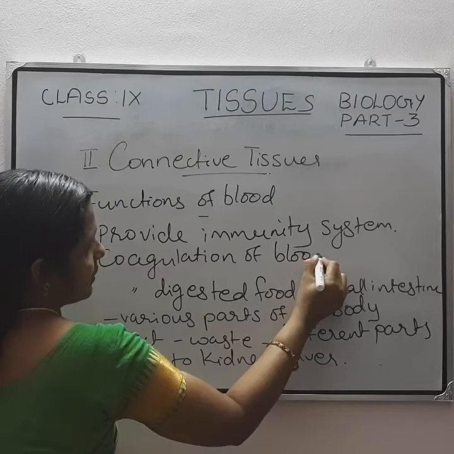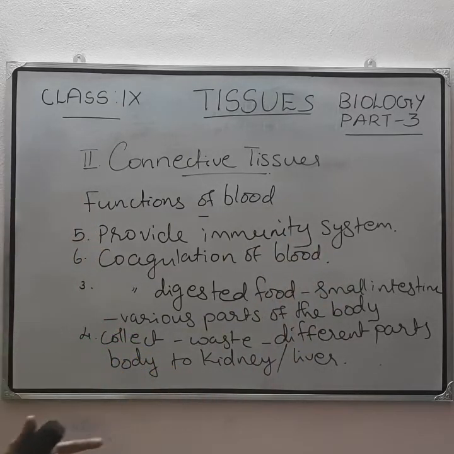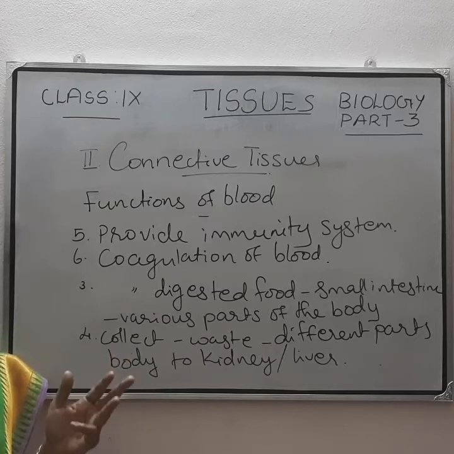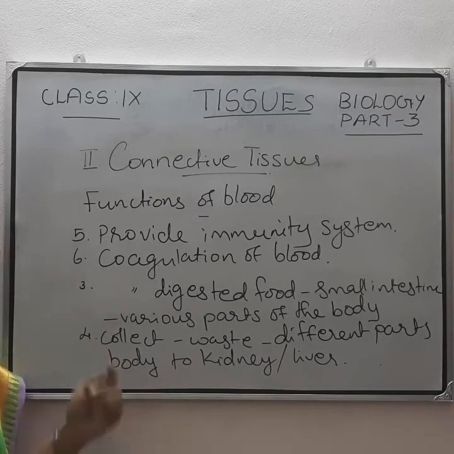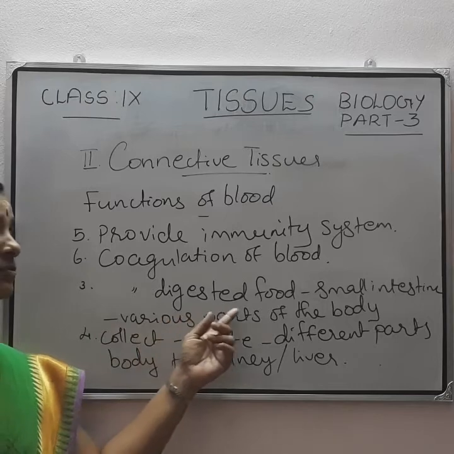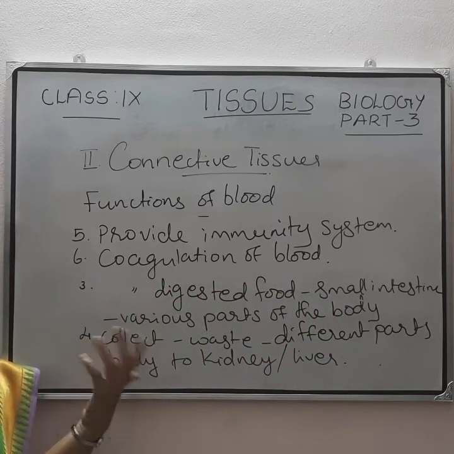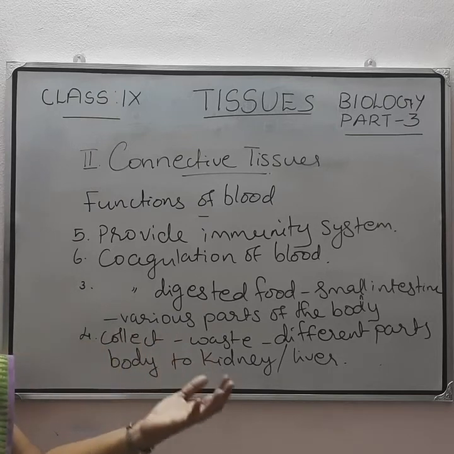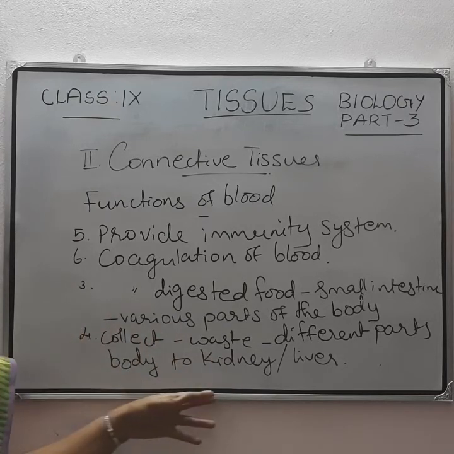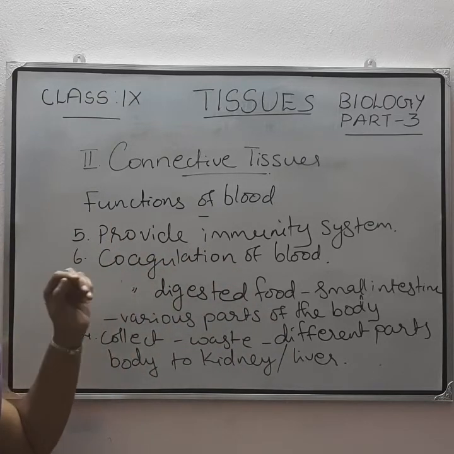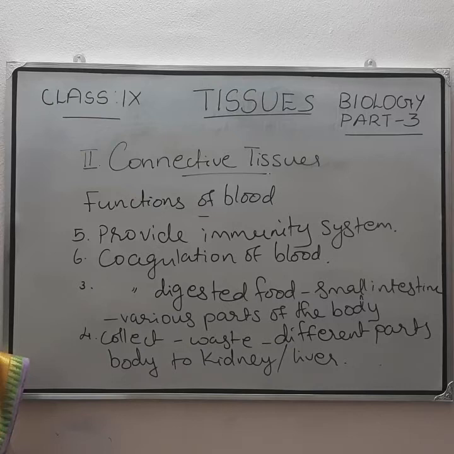So these are the functions of what? Blood. So one is transportation of gases, then transportation of hormones, vitamins, etc. It helps in the transportation of digested food materials from the small intestine to different parts of the body, and it also collects the waste materials from different parts of the body and transports them to where? Into the kidneys and or liver. It provides immunity system to our body, and also helps prevent the blood loss by coagulating the blood. These are the functions of blood.